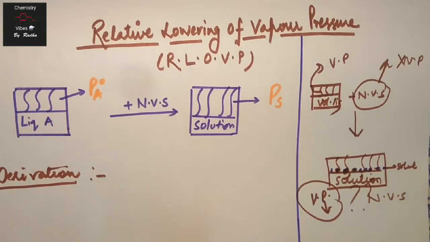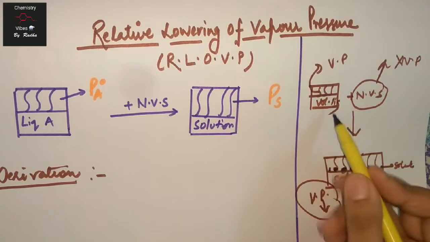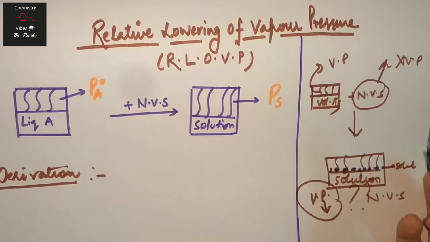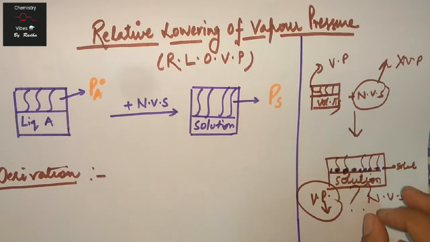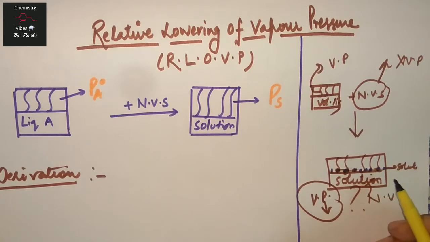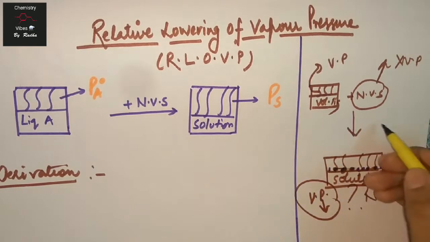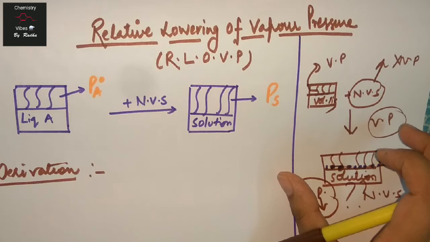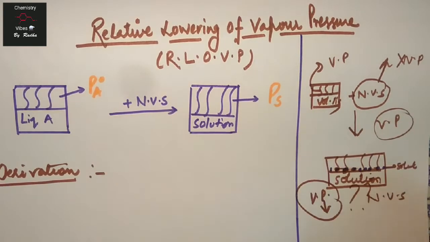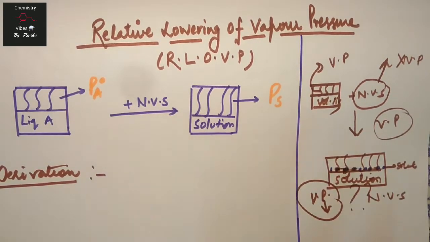The answer is, whenever we add a non-volatile solute (NVS) to any volatile liquid, some solute particles are always present on the surface of the liquid. Since these solutes are non-volatile, they do not have any vapor pressure on their own. And as we know, vapor pressure is a surface phenomenon. Therefore, the effective vapor pressure decreases. You can note this down.